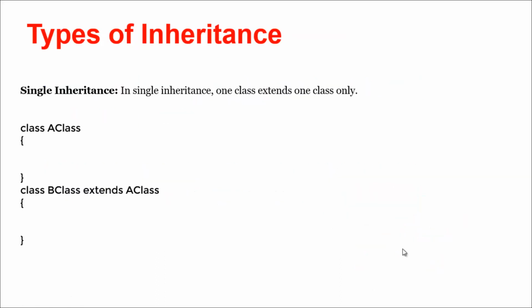Now we are going to discuss the different types of inheritance. The first inheritance here is the single inheritance. In single inheritance, one class extends one class only. Here you see the class A. Class A contains some code, and then class B inherits it with the help of this keyword.